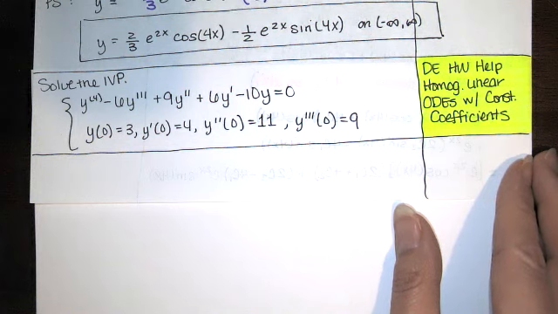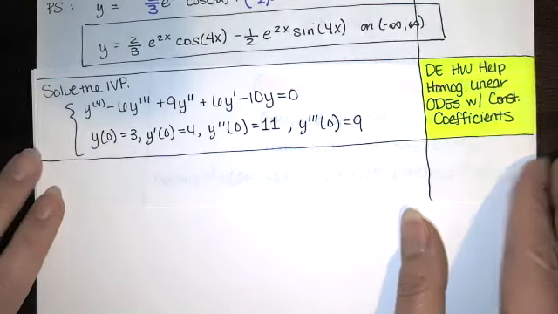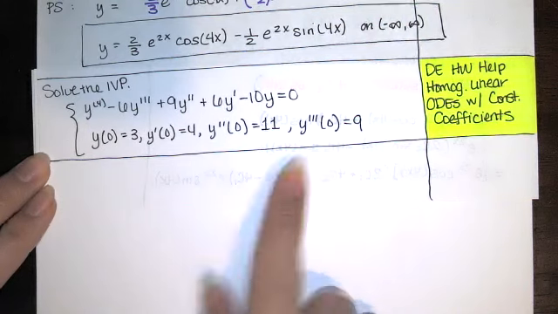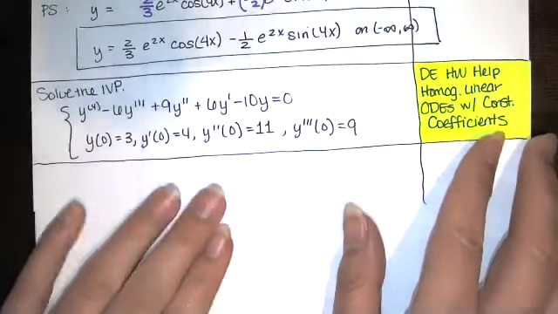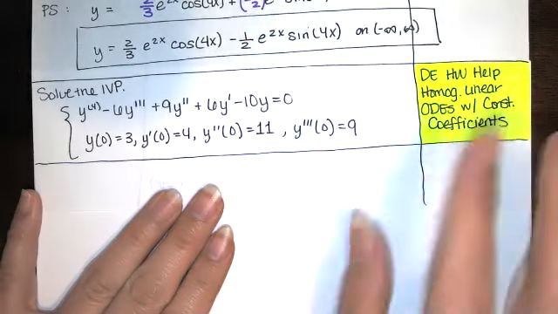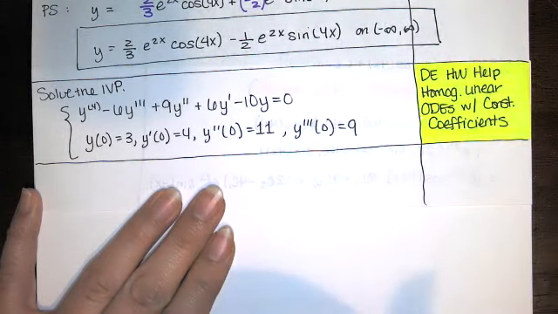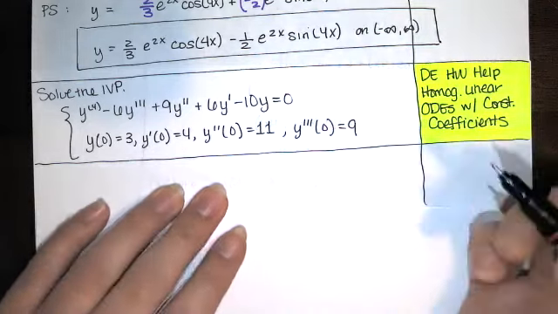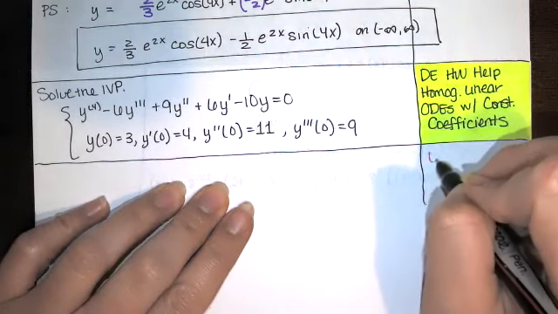Since it's a fourth order equation, we know the general solution has the form C1y1 plus C2y2 plus C3y3 plus C4y4. Those constants, C1, C2, C3, and C4 can be found using these initial conditions. So that's the plan. Once we find those constants, we'll substitute them in, and that will give us a particular solution to the IVP. But first, we need to find the general solution of the differential equation.